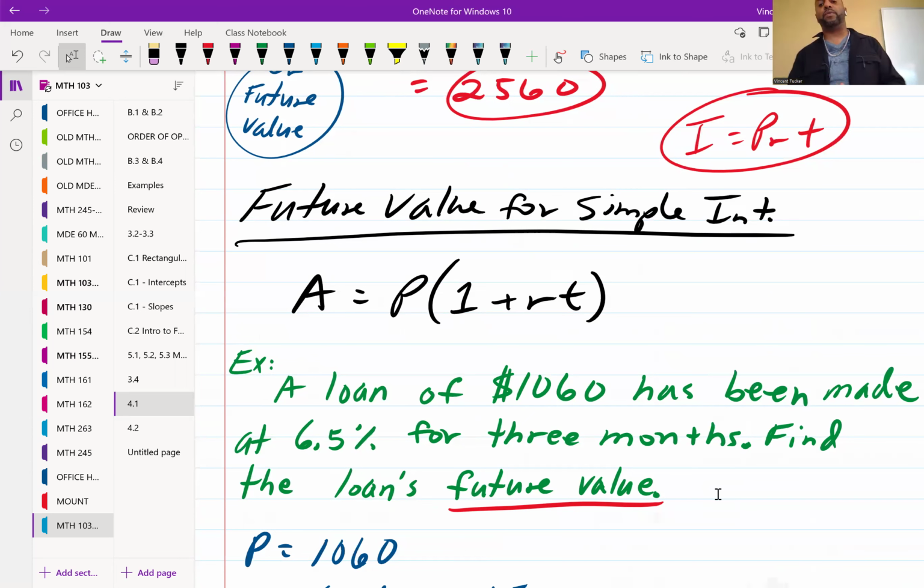All right, so a loan of $1,060 has been made at 6.5% for 3 months. Find the loan's future value.